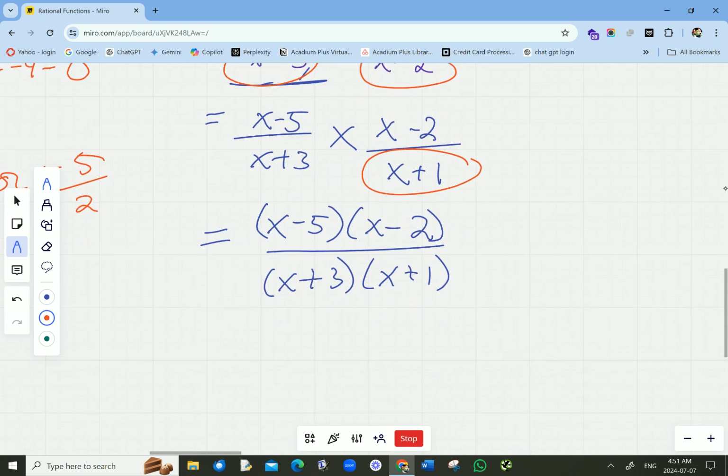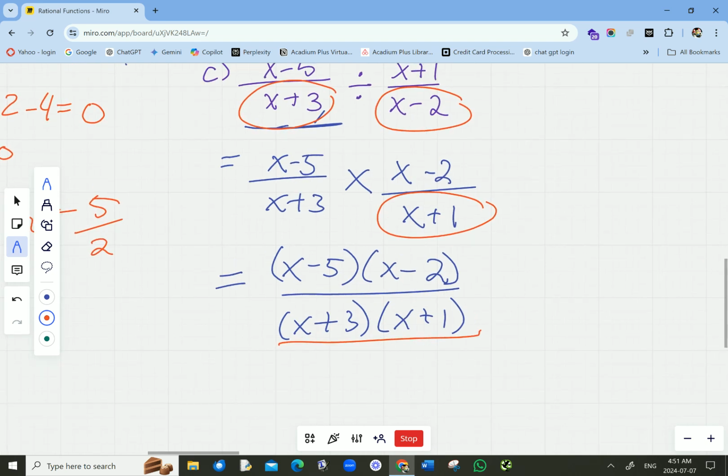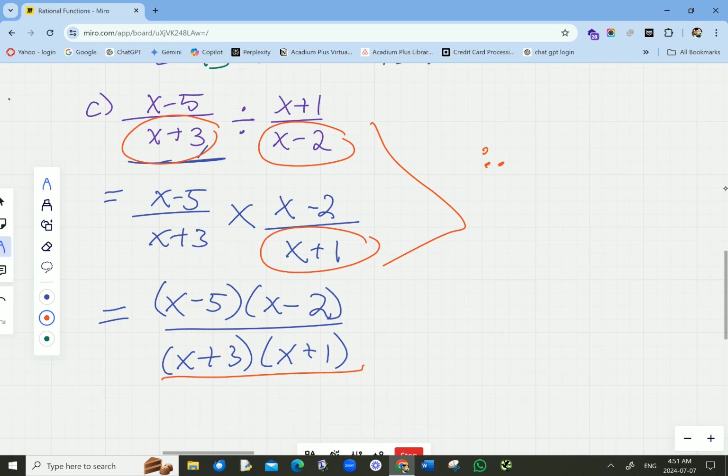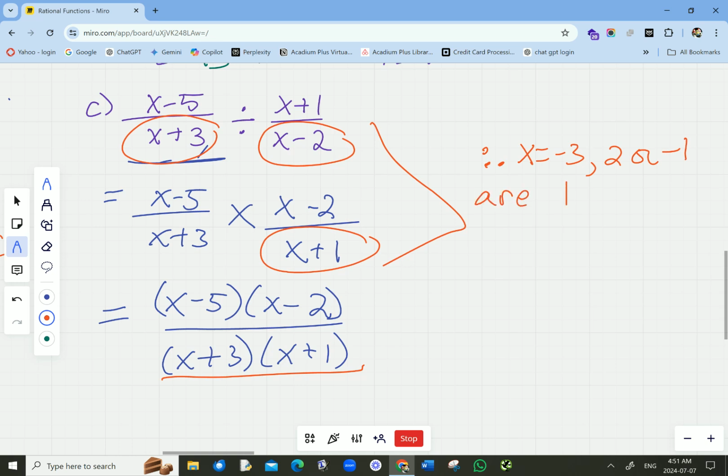Even though it looks like after we simplified and did the division and simplified, we only have 2 denominators, that's not the case. So if we look at our 3 denominators, let's put it over here. Our restrictions are when any of these equals 0. So therefore x equals negative 3, 2, or negative 1. So those are the restrictions. Good. And we're done.